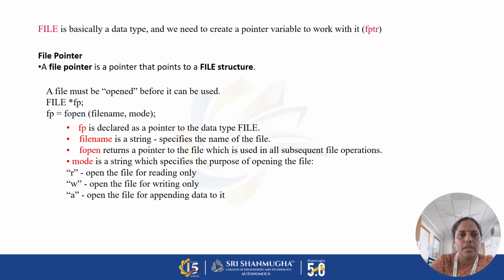So FILE is basically a data type where we need to create a file pointer. A file pointer is a pointer that points to the file structure. This is the syntax: FILE, written in capital letters, then the pointer variable *fp. The fp can hold fopen of filename comma mode. So fp is a pointer variable to the data type FILE. The filename is a string that specifies the name of the file. Then fopen opens the file that already exists or creates a new file depending upon the mode. Let's discuss the modes separately later.